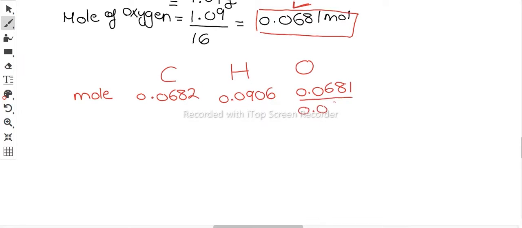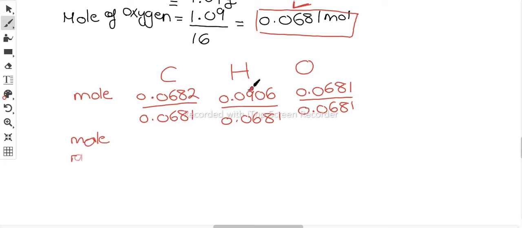So it is 0.0681. And here it is 0.0681 as well. So I'm doing now the mole ratio. And here it is 0.0681. So this is my mole ratio. So the carbon will be a 1. The hydrogen is 1.33. And here it's a 1.